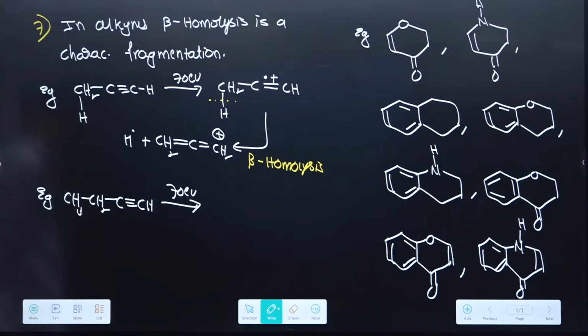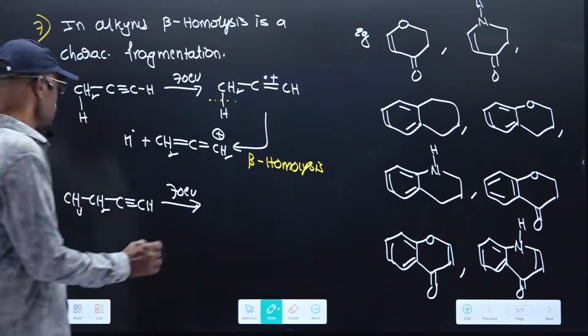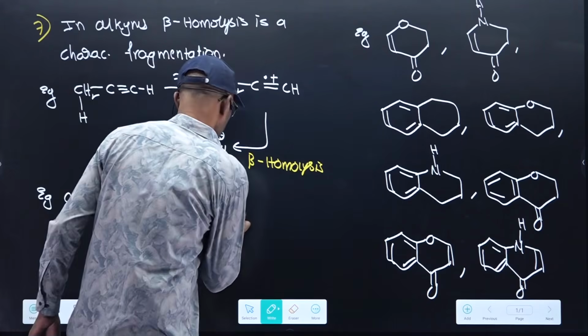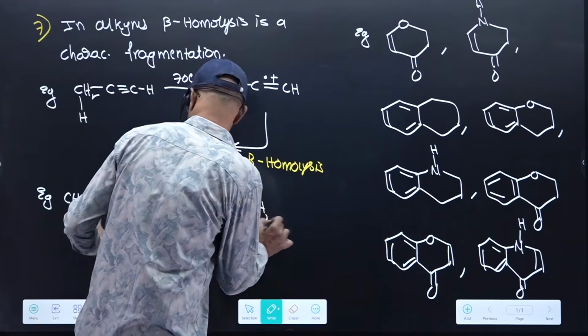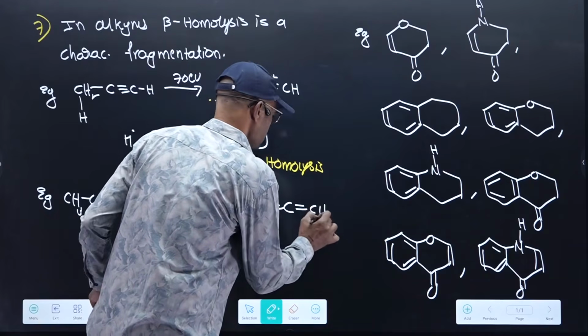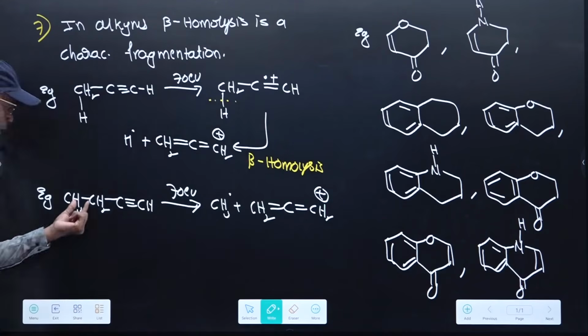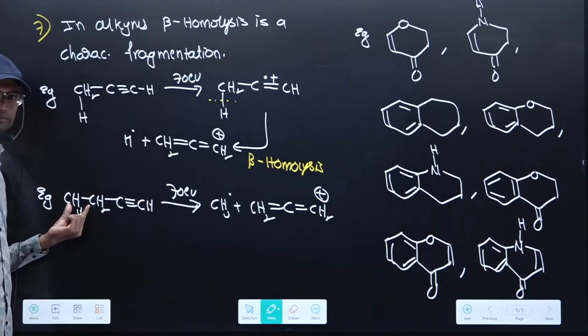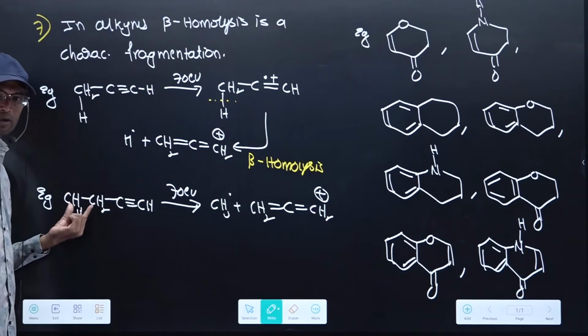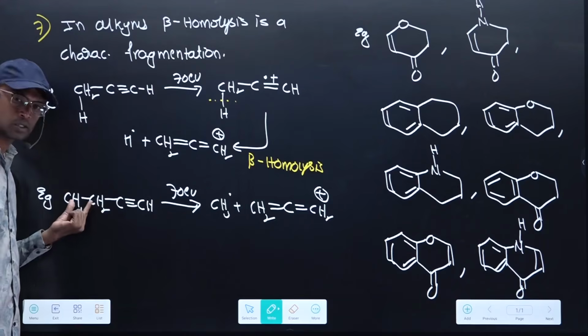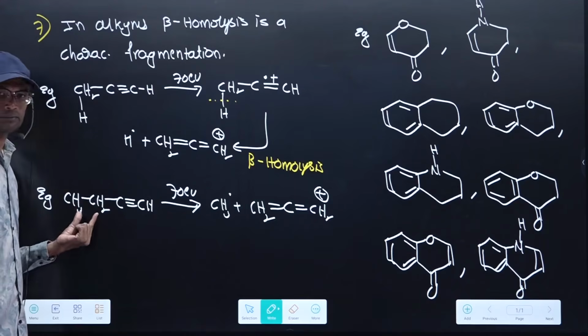Will you write this? Similar to the double bond, the same asterisks are given. After formation of the molecular ion, you will get a methyl radical. This is CH2 double bond, and this is CH2 plus. Can I break between carbon-hydrogen or carbon-carbon? Two possibilities are expected: between carbon-hydrogen, and one more between carbon-carbon.